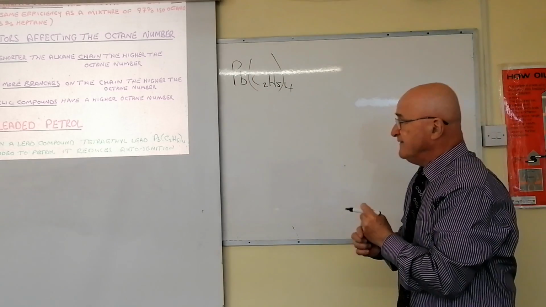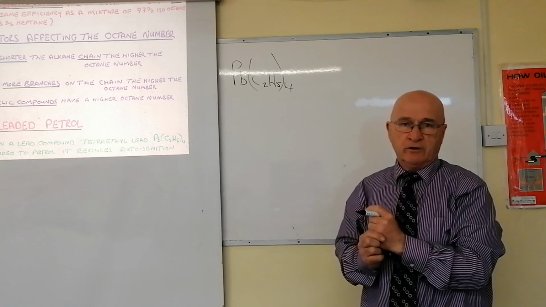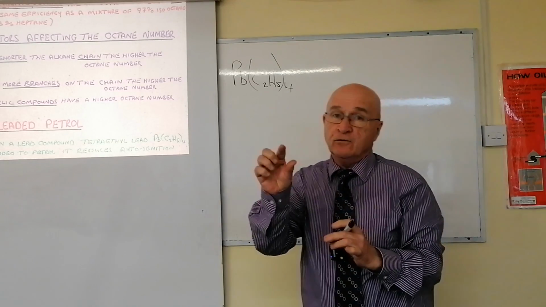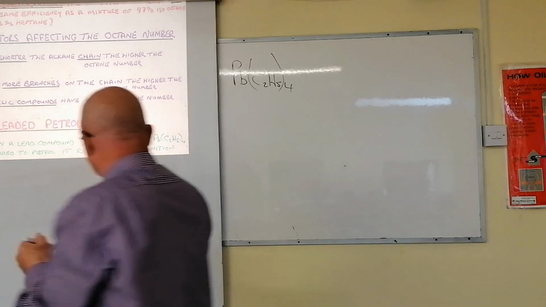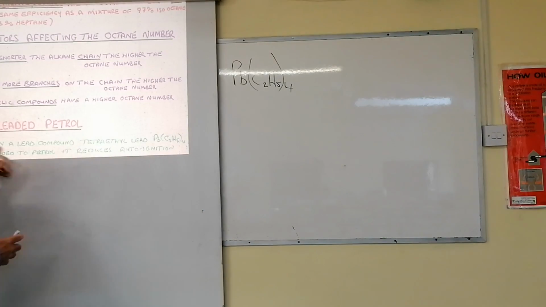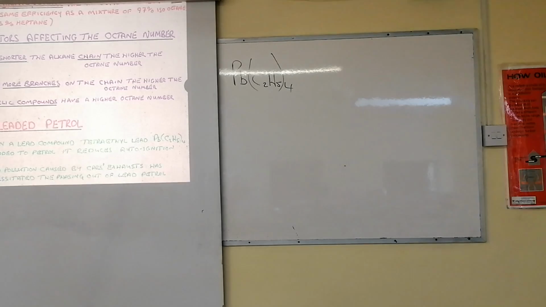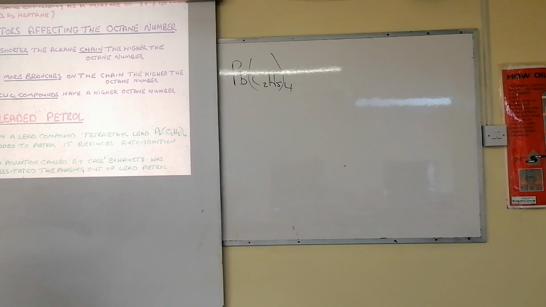Tetraethyl lead is added to petrol, or was added to petrol, okay? And basically, it was an inhibitor, and it prevented the fuel from burning too quickly. It reduces autoignition. When a lead compound called tetraethyl lead is added to petrol, it reduces autoignition. And that's what they did with leaded petrol. However, they discovered that lead pollution caused by the exhausts of cars has necessitated phasing out lead petrol.